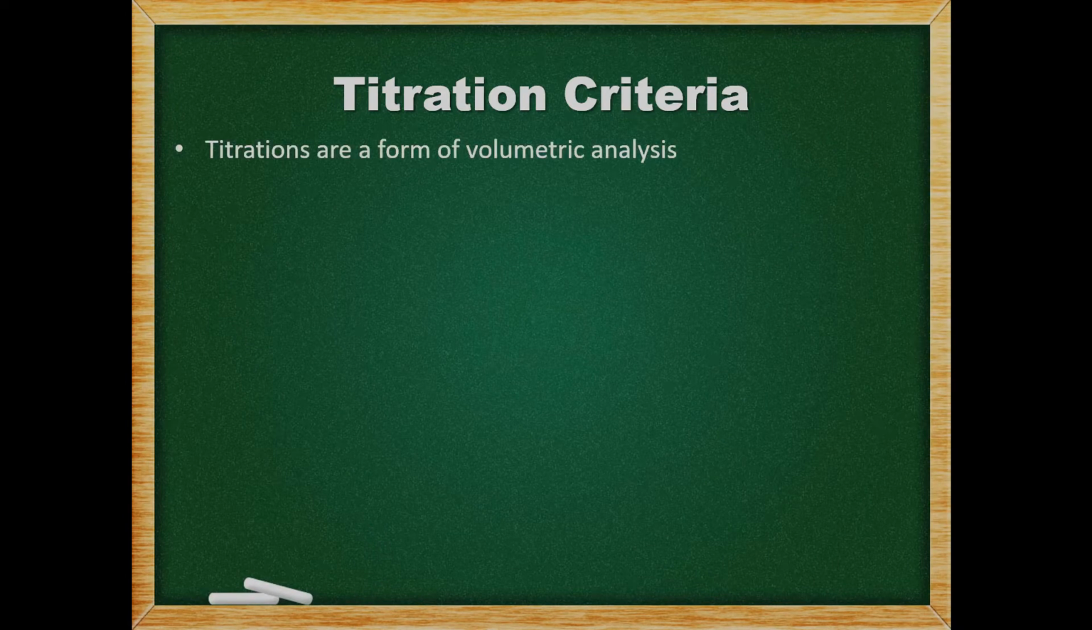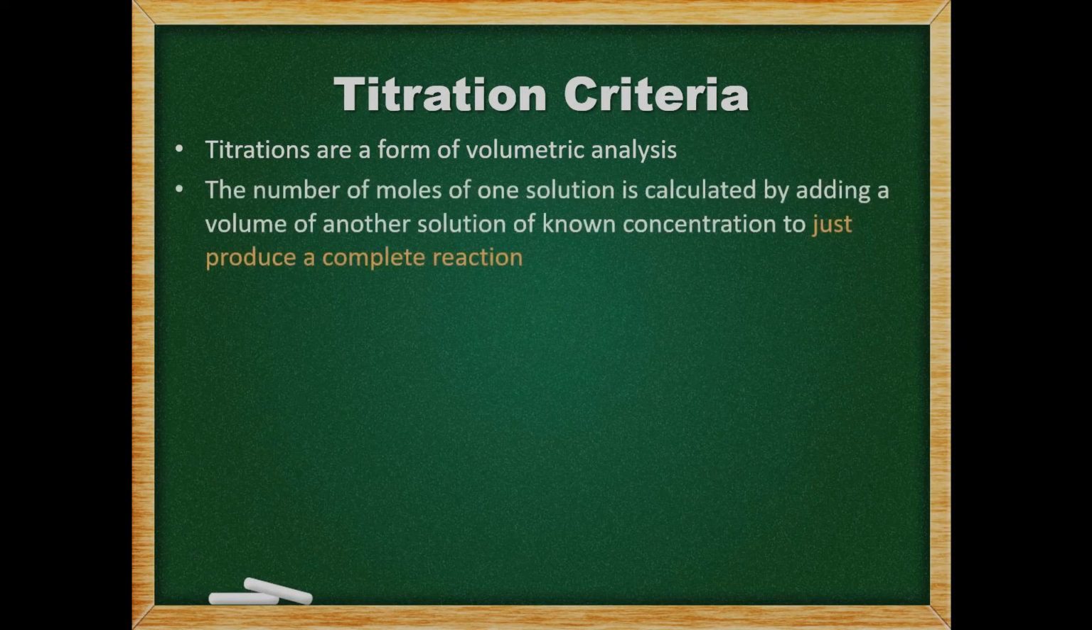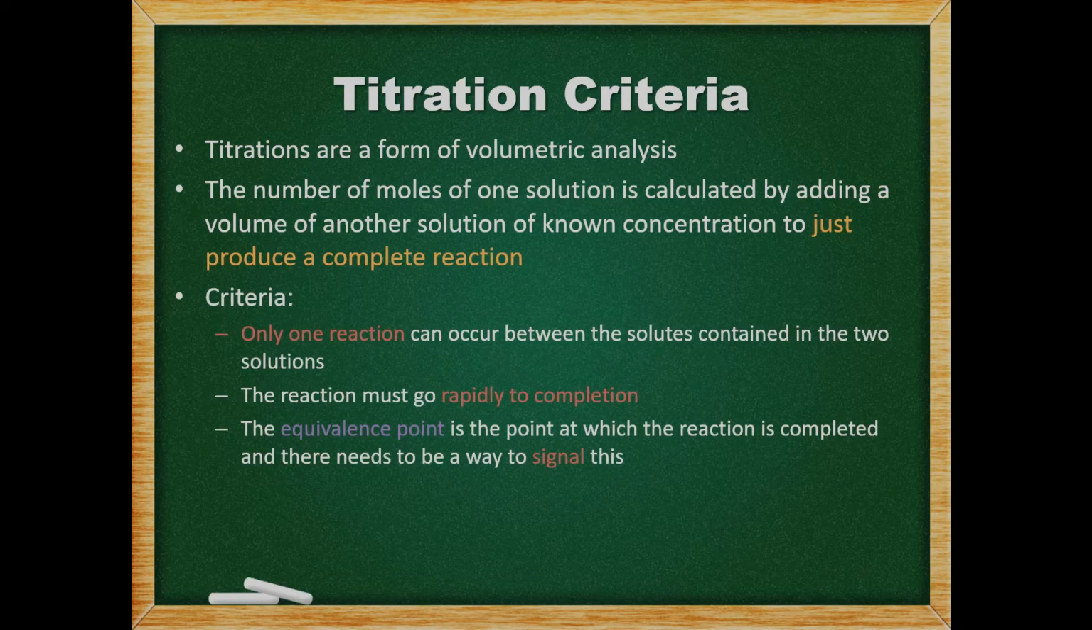Titrations are a form of volumetric analysis where the number of moles of one solution is calculated by adding a volume of another solution of known concentration. This just produces a complete reaction. Only one reaction can occur between the solutes contained in the two solutions, and the reaction must go rapidly to completion. We also need to be able to signal the equivalence point.